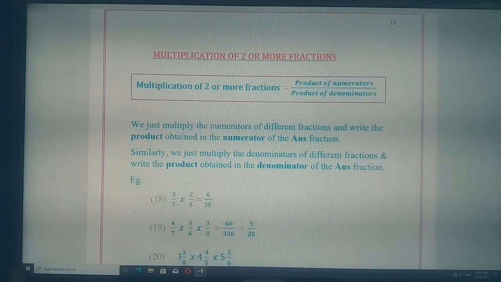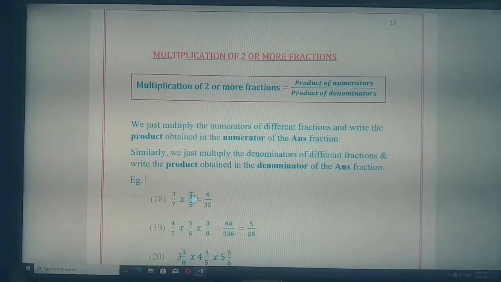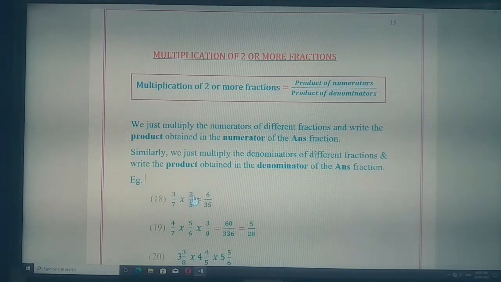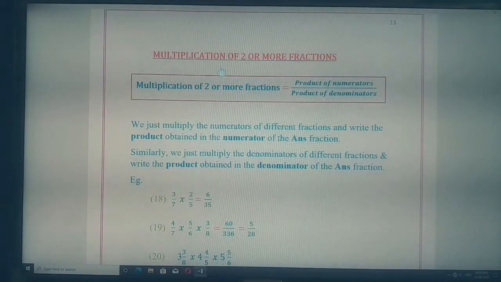That means the numerators have to be multiplied with each other. Only the numerator is multiplied with the numerator of another fraction. The numerator of one fraction is multiplied with the numerator of another fraction, and the denominator of one fraction is multiplied with the denominator of the next fraction. So multiplication of two or more fractions is very easy.